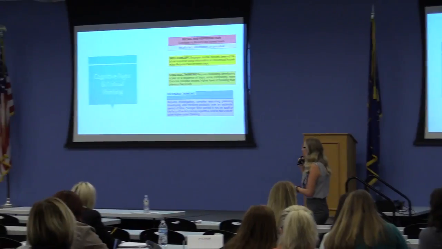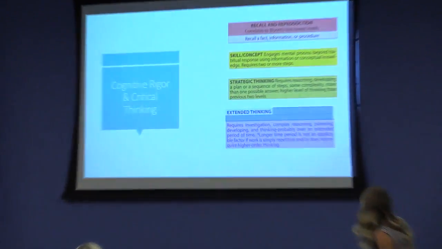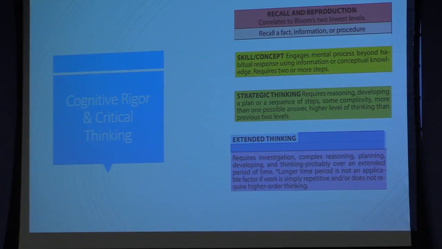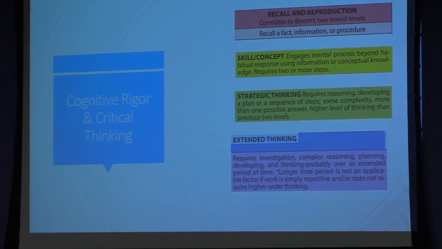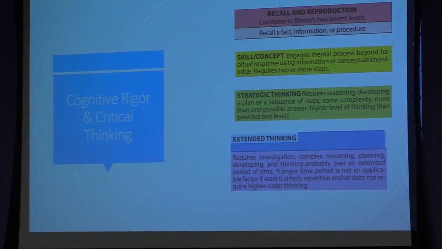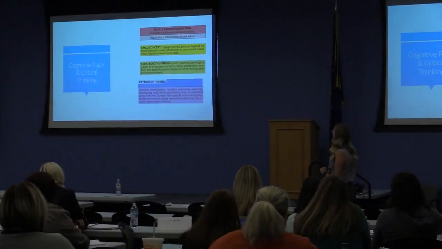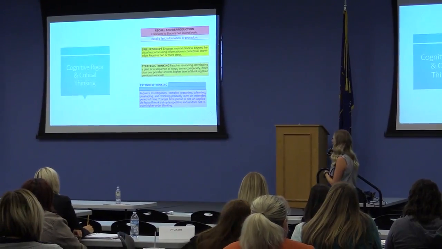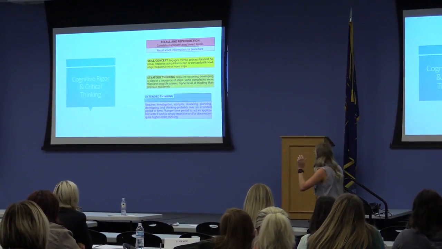And then the cognitive rigor and critical thinking. So if you have had DOK training, remember that it's not about the verbs, even though maybe you've had some training in the past where that's what people were thinking. The first level is recall and reproduction. So it's just facts, information that you can pull directly from the text. There's not a lot of rigor in your thinking when you're doing those things.